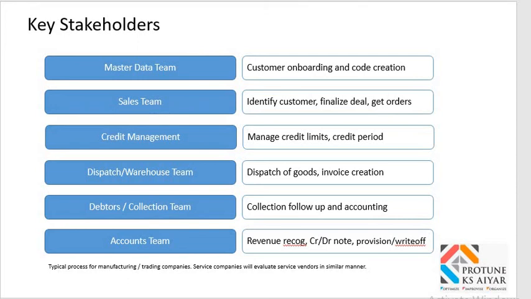So this happens to be a very key control, because everything that gets dispatched should get invoiced, and the team that is doing that at the warehouse or at the dispatch zone is the one who is primarily responsible for it. So a walkthrough with this team is also essential because these are the ones who would tell you how they generate an invoice, whether the invoices are created on a timely basis, and whether whatever gets dispatched gets invoiced. The next team is the debtors collection team.